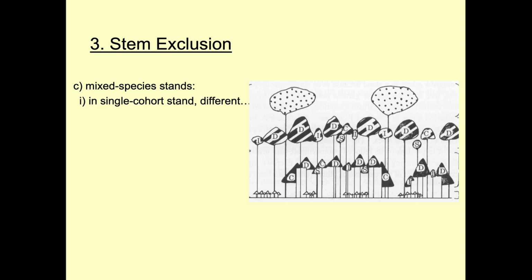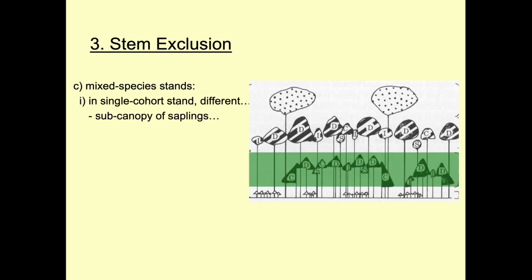So let's take a closer look at a mixed species stand, again in a single cohort. So in a mixed species stand, you're going to have this canopy differentiation because these different species, they're going to grow at different rates. So the subcanopy is going to be made up of saplings that are 1 to 5 inches at DBH. Now, they're not younger, right? This is single cohort.